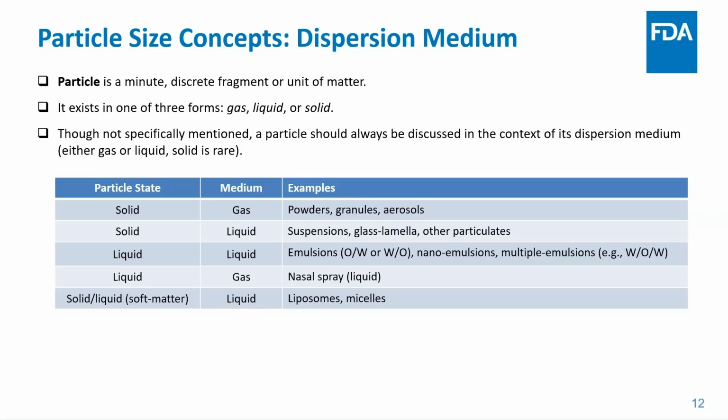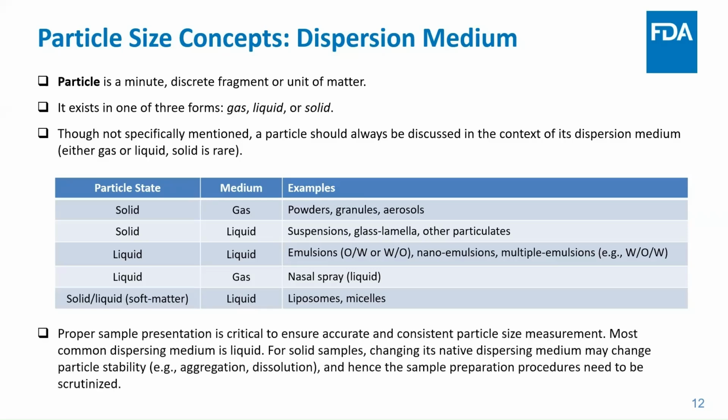So why does it matter that we need to pay attention to the dispersion medium? The reason is, very frequently, when we talk about the measurement of particles, we need to talk about how we present the particle to the measurement instrument. So we certainly need some procedure to prepare the material for its measurement. And we need to recognize that if you change the environment the particle comes from, there may be some properties that will be altered, the particle properties.